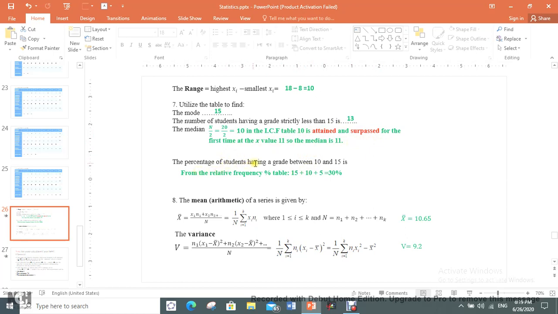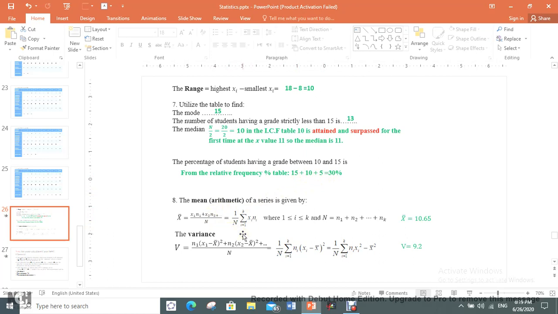The percentage of students having a grade between 10 and 15 is, from the relative frequency, we just add the percentages: 15 plus 10 plus 5 plus 5 equals 30%.